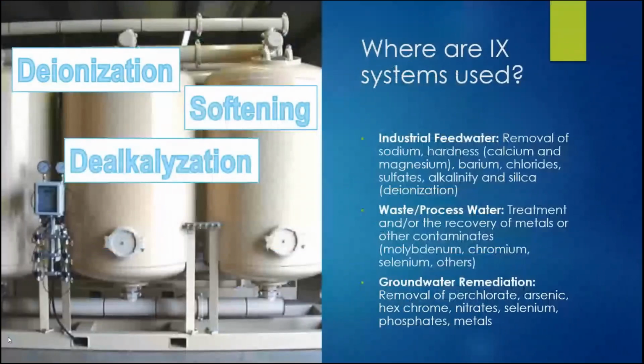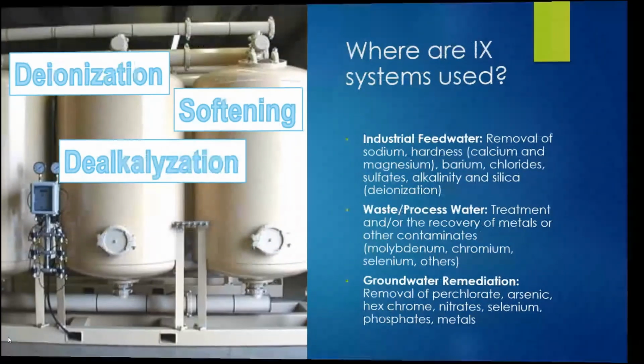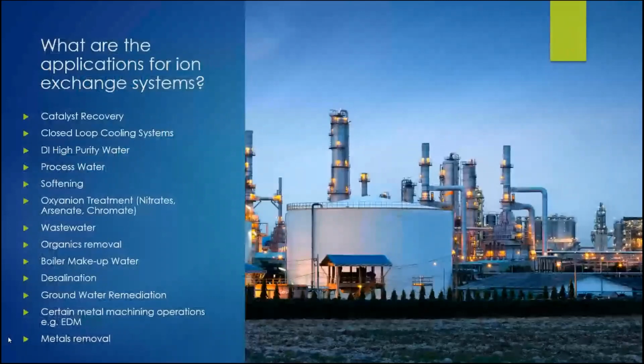There's a wide range of areas where IX is used in industrial feed water, processed water, wastewater, and groundwater remediation to remove the various ions as discussed on the previous slides. As can be seen on this slide, IX can be used in numerous ways depending on the desired contaminants to be removed. While most of the applications call for removal of the offending contaminants, in other cases the goal is recovery. An example would be recovery of expensive catalysts for reuse.